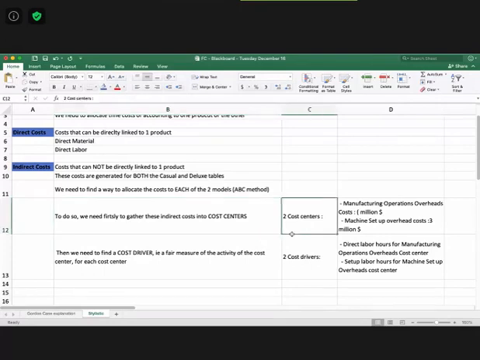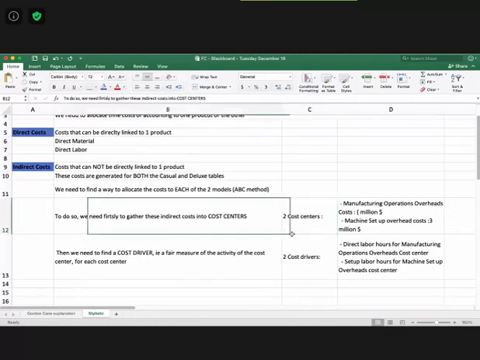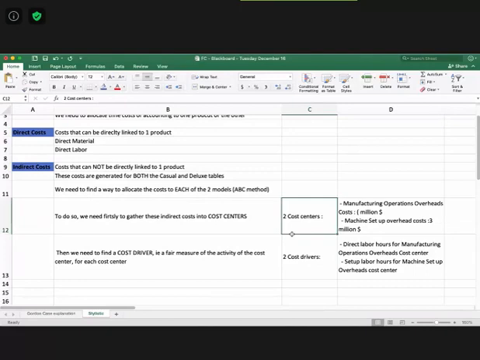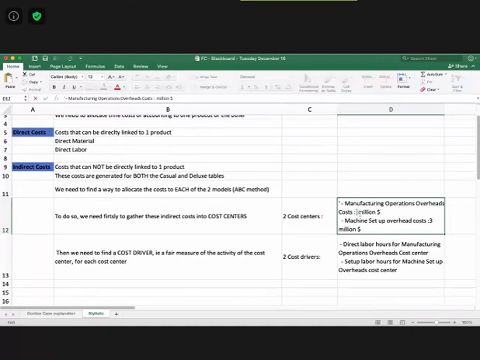Okay, so in the case of our stylistic case, we have 2 cost centers which are identified: manufacturing operating overheads, which is for 9 million, and machine setup overhead cost, which is for 3 million. Let's have a look, if you want, at what we have in the case.